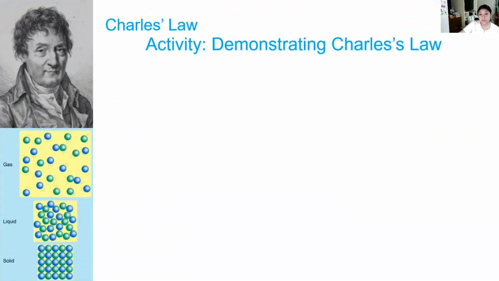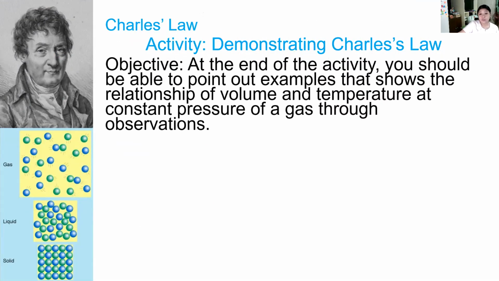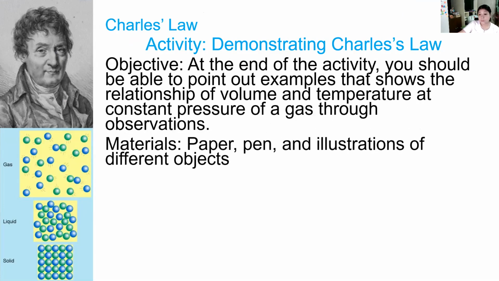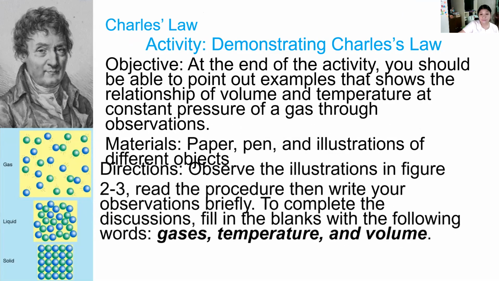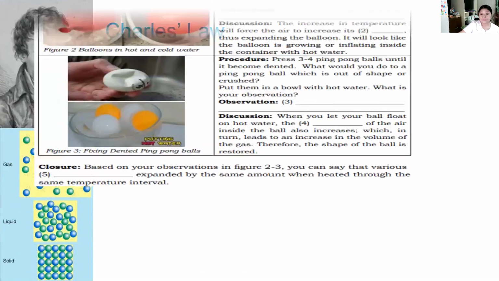So our next topic is an activity demonstrating Charles' law. At the end of the activity, you should be able to point out examples that show the relationship of volume and temperature at constant pressure of a gas through observations. Materials: paper, pencil, and pen, and illustrations of different objects. Observe the illustrations in figure 2.3. Read the procedure, then write your observations briefly. To complete the discussion, fill in the blanks with the following words: gases, temperature, and volume.